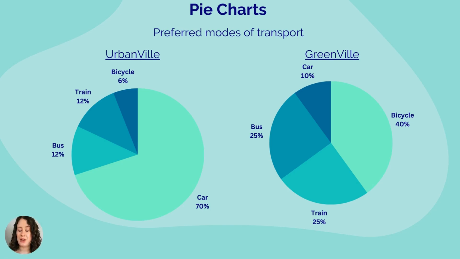In this particular example, you would be asked to compare two pie charts. As you can see, the pie charts show the preferred modes of transport for two cities.